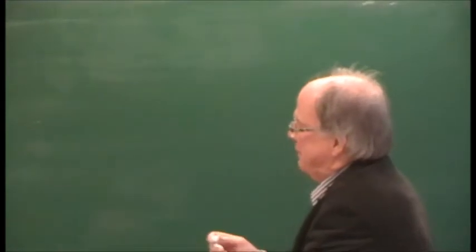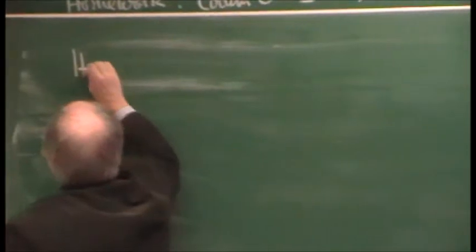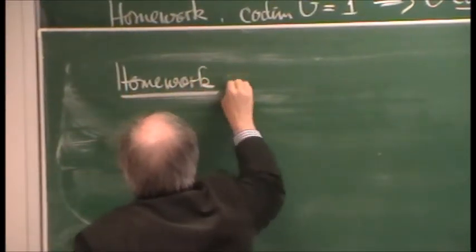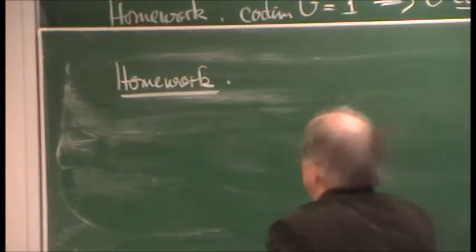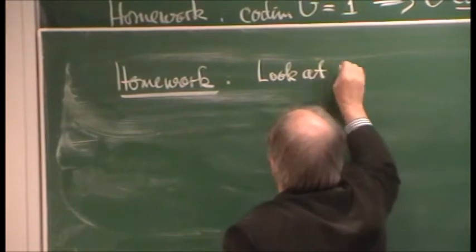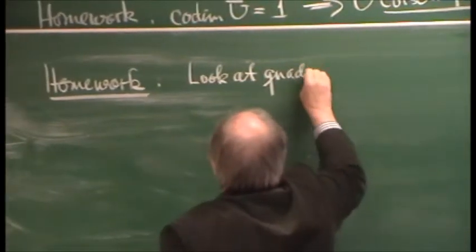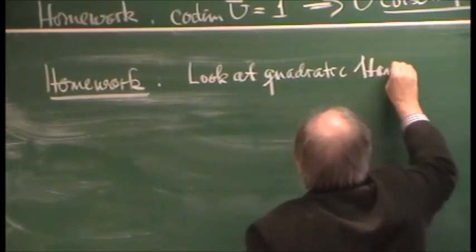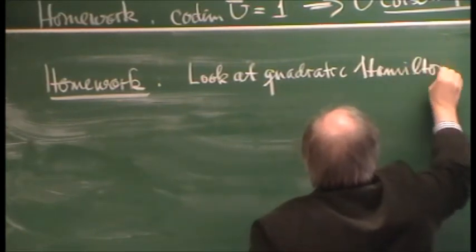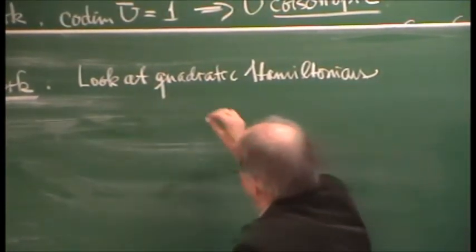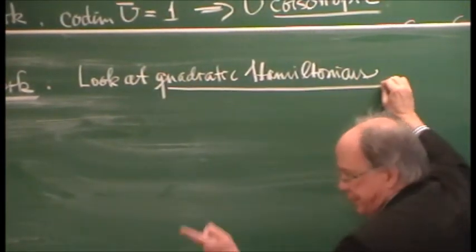So let's see what happens. So the homework. This is a beautiful homework problem. You can have fun, but it's completely easy. Just do some calculations, have fun. We look at quadratic Hamiltonians. In fact, the homework was formulated in general, but let me just formulate it here in the 2 by 2 case.